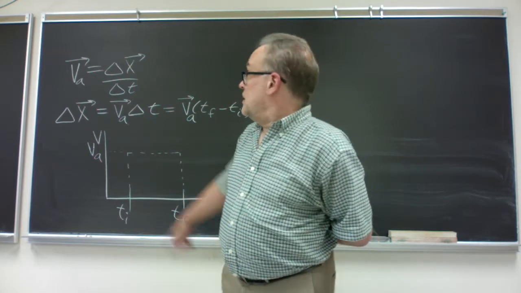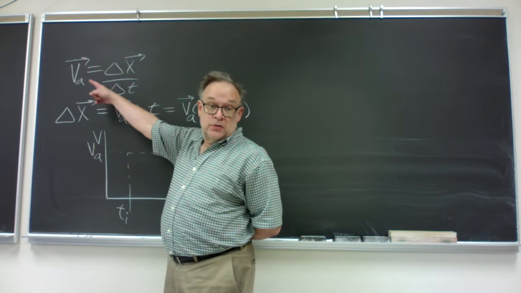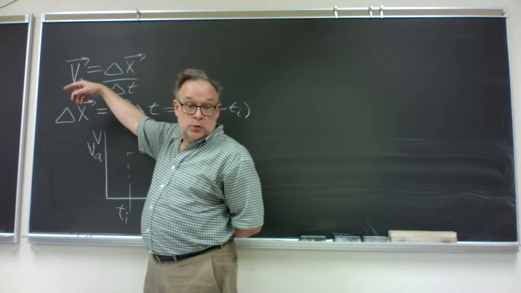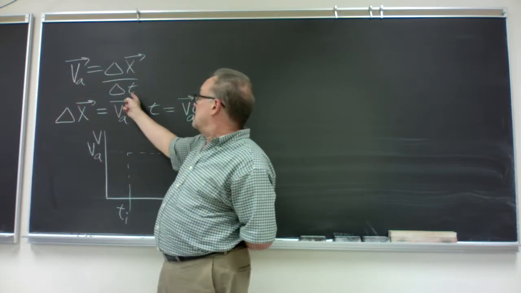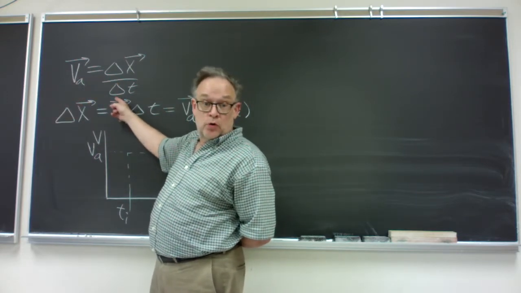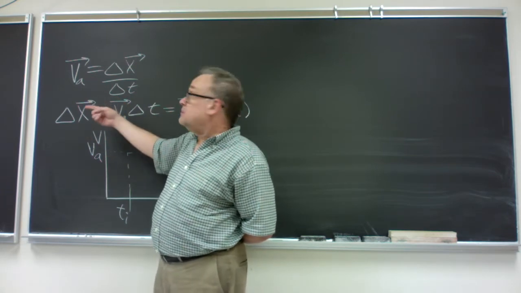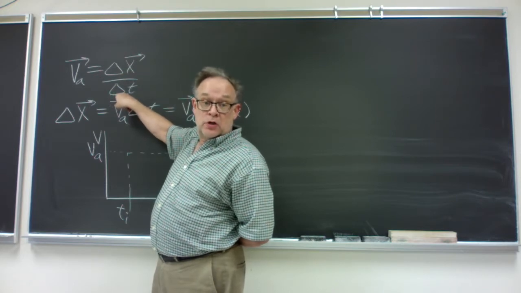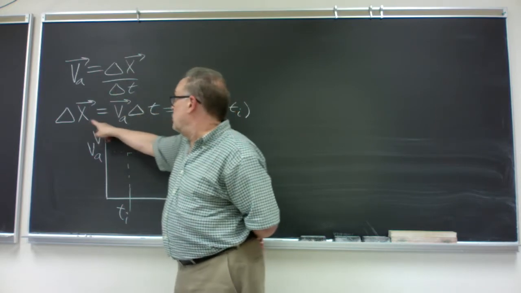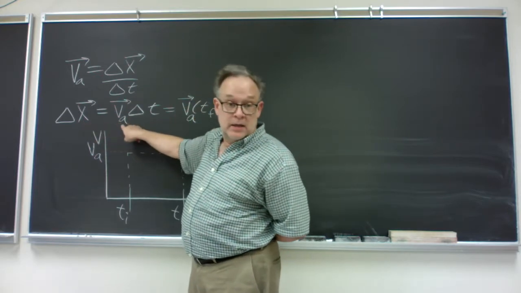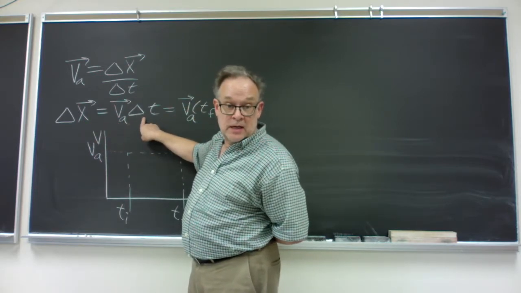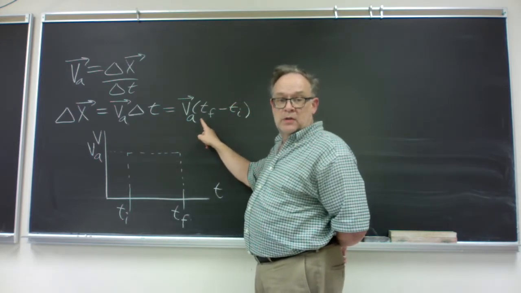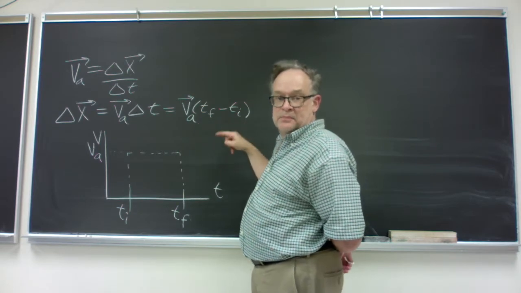So here's something you've seen before. Our definition of velocity, the subscript here just means that it's actually an average velocity because it deals with what's happening over a whole time interval. The displacement divided by the amount of time it took to make that displacement, and then I just rewrite it a little bit. Displacement is average velocity times the size of the time interval, and the size of the time interval is just the difference between the final time and the initial time.